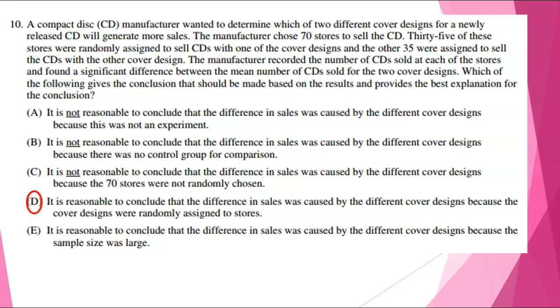We already said D was the correct answer. E said it is reasonable to conclude that the difference in sales was caused by the different cover designs because the sample size was large. That's not going to be correct. Remember, large sample size is what we use to check for normality. Large sample size isn't what we use to determine cause and effect.